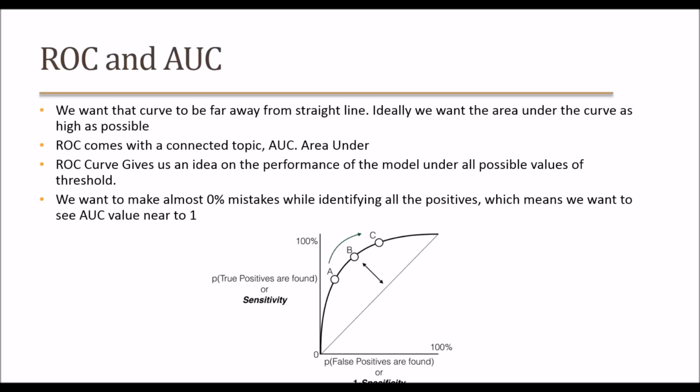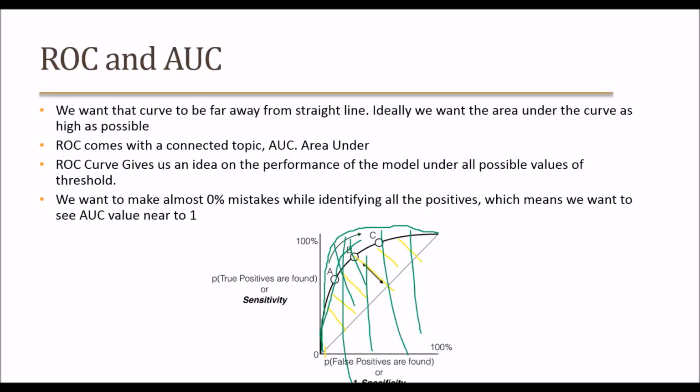The area under the ROC curve needs to be as close to 1 as possible for a good model. It indicates that the area under the curve is really high, which means that we are making very few errors while identifying 100% of the positives. So for a good model, the curve will be as far away from this random line as possible, and the area under the curve, this whole curve till here, will be near to 1. For a bad model, the area under the curve will not be near to 1.